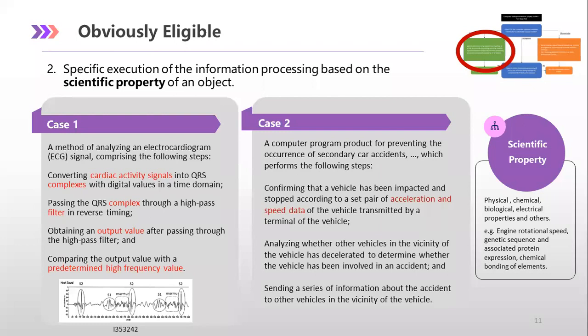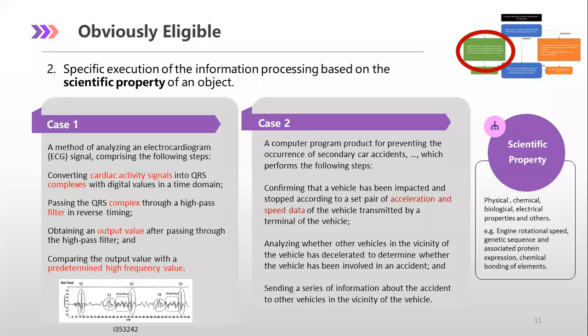This claim has several steps of conversion of cardiac signals into QRS complexes, and then passing the complexes through a specific filter, and then obtaining an output value. Clearly, the claimed invention is to perform computation or processing of numerical information of an object's scientific property, which is the electrocardiac activities here. Therefore, it would be considered obviously yes, patentable.